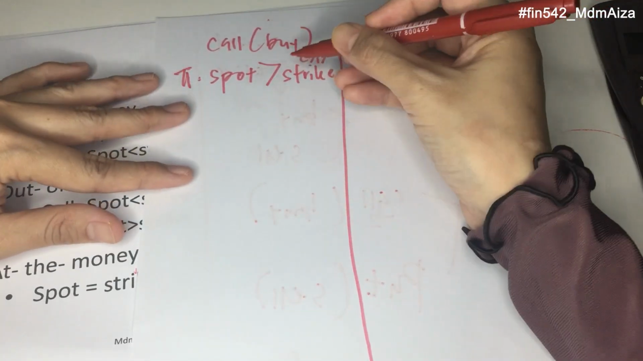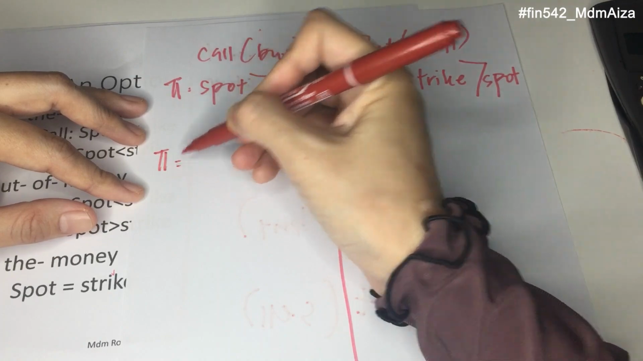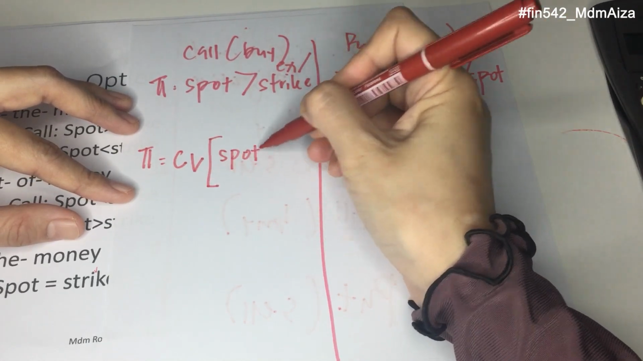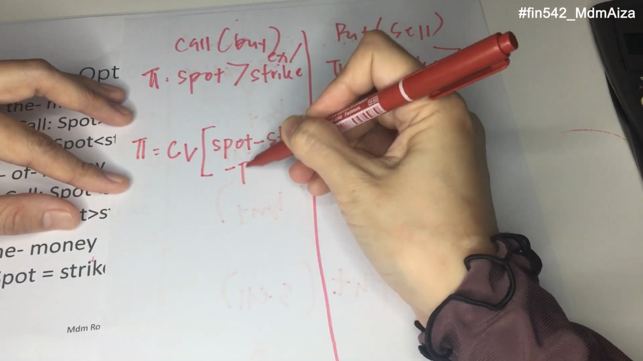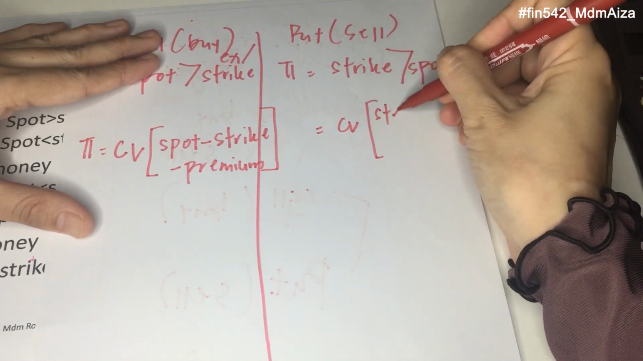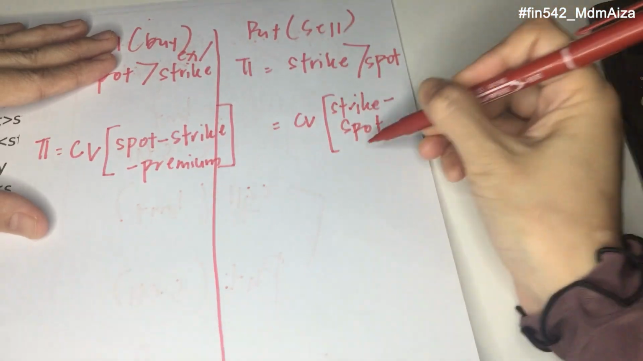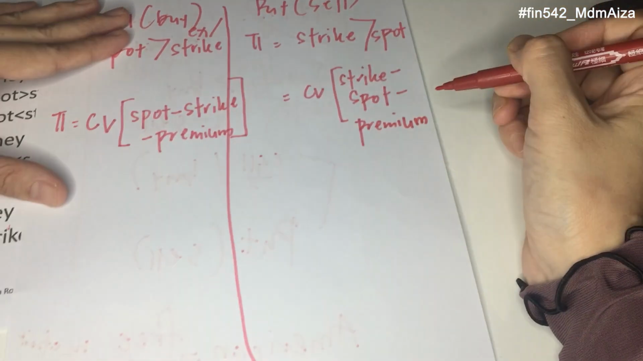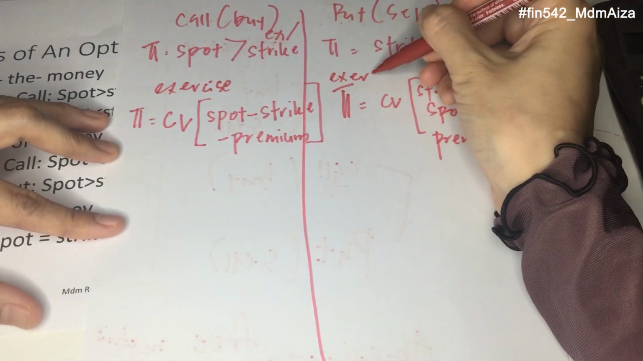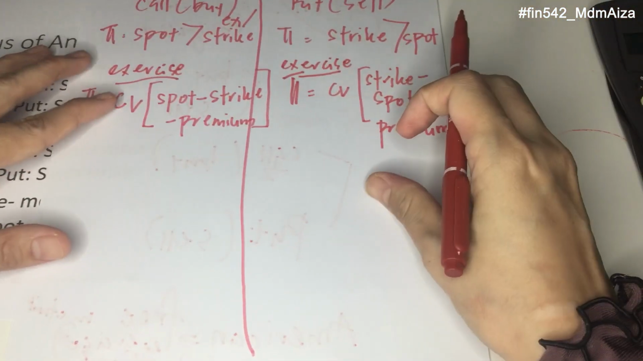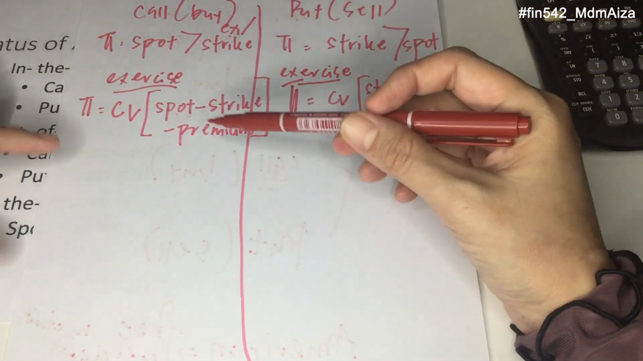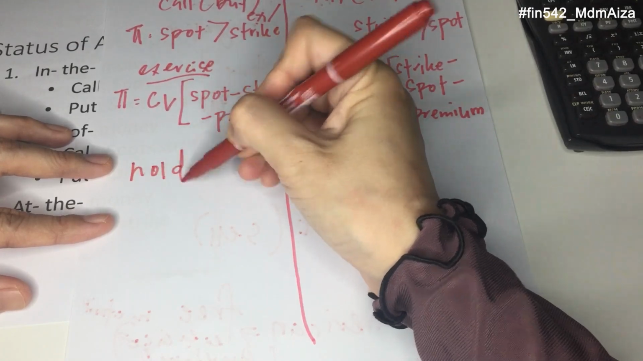To calculate the profit and loss for a call option, you use this formula: standard contract value times spot price minus strike price, minus the premium. For a put, contract value times strike minus spot, minus premium. This is if we exercise. Remember, for options you have the right, not the obligation, to exercise or not. Not the same as forward, where you are obligated to exercise. For options you have two choices: either exercise, or don't exercise, which we call hold.